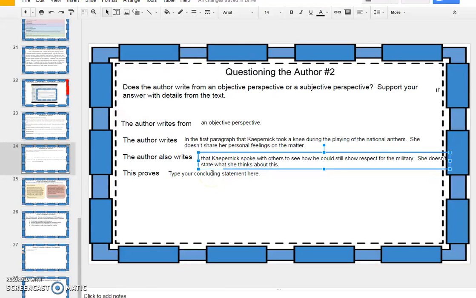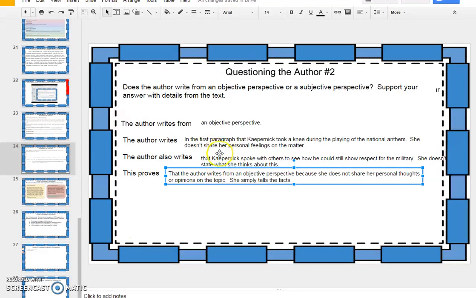Now I can say what this shows about the entire thing. So because of my evidence, this proves that the author writes from an objective perspective because she does not share her personal thoughts or opinions on the topic. She simply tells the facts. It's very important in your final sentence to think back to what the question was, what your answer was, and in this case, I even defined the meaning of the word objective in my final sentence.